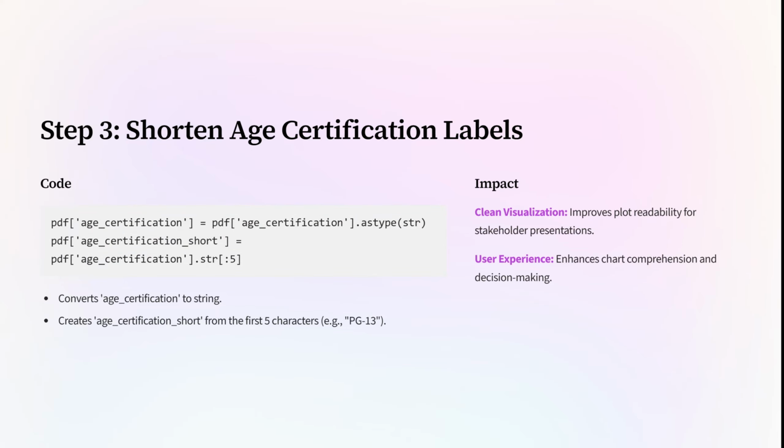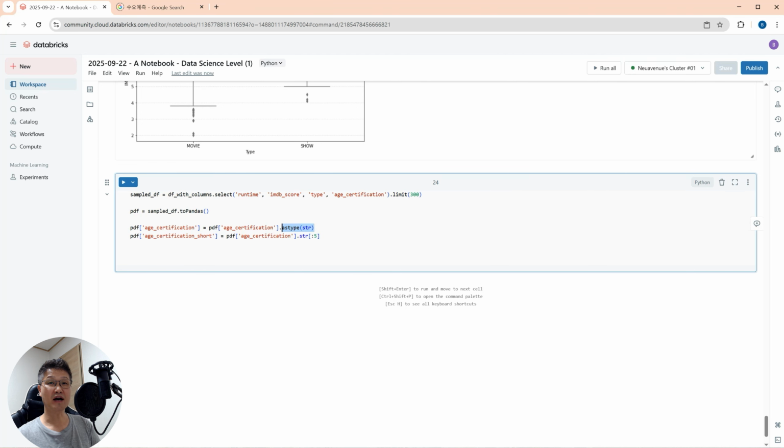Step 3 is to shorten age certification labels. What it does is ensure the age certification is a string, in case it is not of type string. It creates a new column, the age certification short, with only 5 characters of each level. If levels are long, like PG-13, parental guidance, shortening makes the plot cleaner and easier to read.